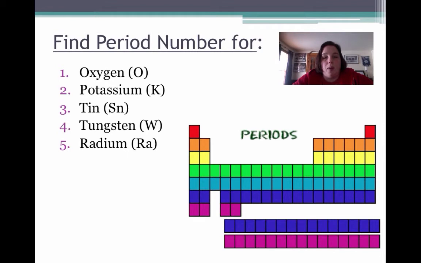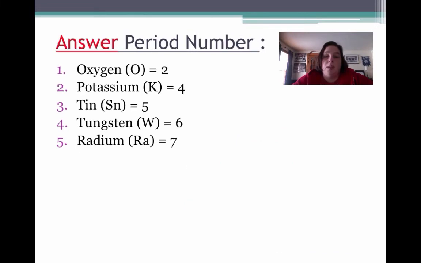This time we're going to do oxygen, potassium, tin, tungsten, and radium. I gave you the chemical symbols for these ones. Go ahead and put me on pause, practice finding them, and find out what period they are in. Oxygen is in the second, potassium is in the fourth, tin is in the fifth, tungsten is in the sixth, and radium in the seventh.